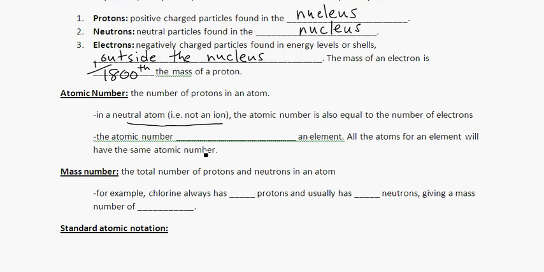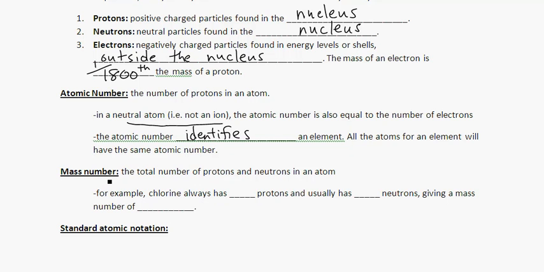Because the atomic number is the number of protons in an atom, it identifies the element. Every element has a unique atomic number. You can't change the number of protons. Well, you can, but if you change the number of protons, it would become a different element entirely. And the only way that would happen would be a nuclear reaction.